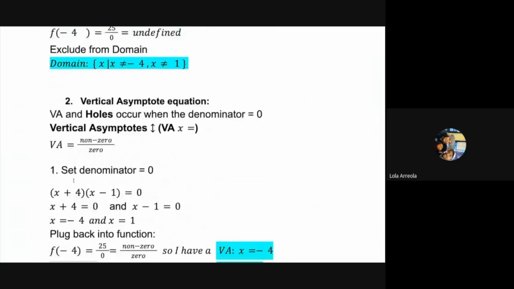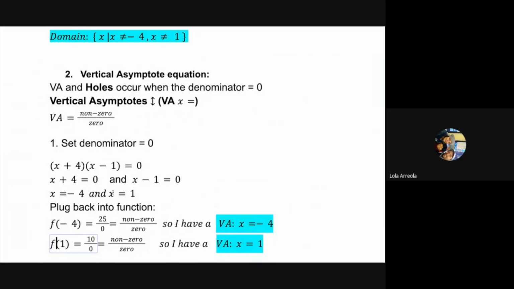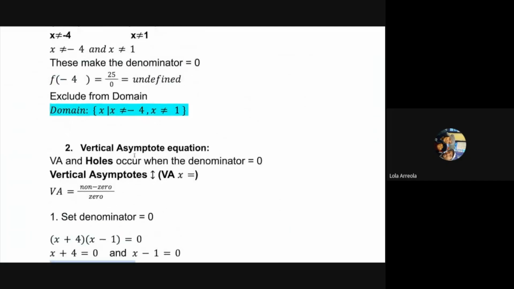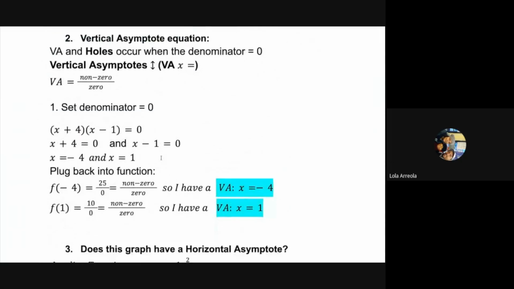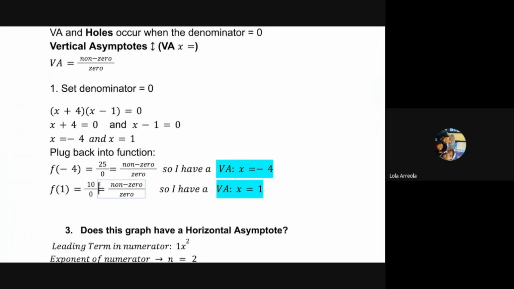When I plug in 1, because the other thing that made my denominator 0 was 1, I have 1 squared plus 9, 1 plus 4, and 1 minus 1, and my result is 10 over 0. Again, do I have a non-zero up top? Yes, so if I have a number over 0 and it's not 0 over 0, I also have a vertical asymptote at x equals 1.